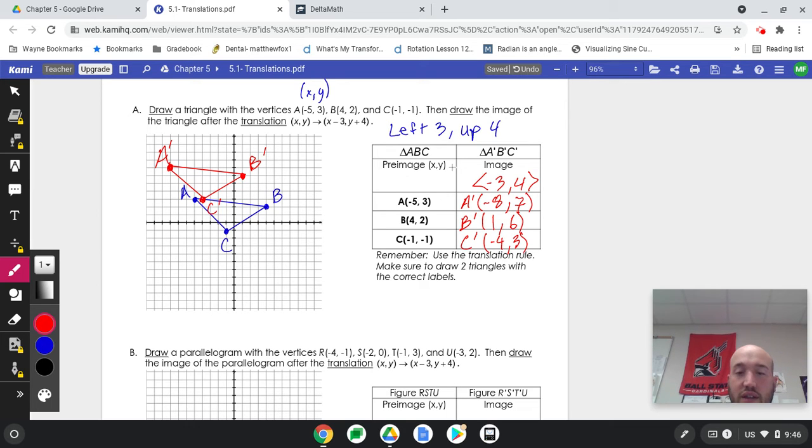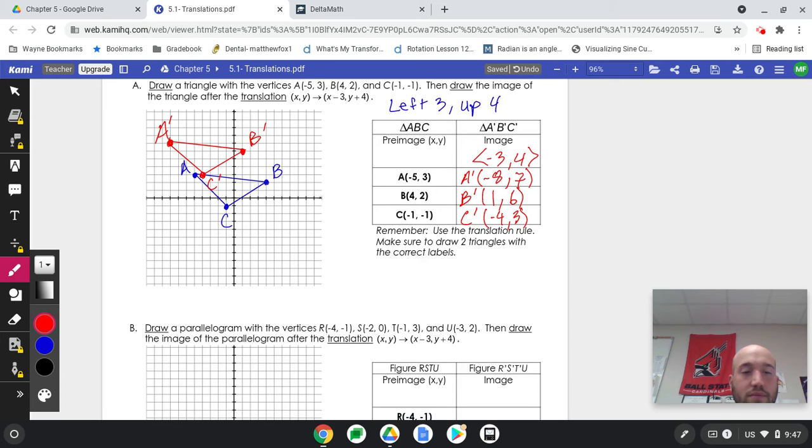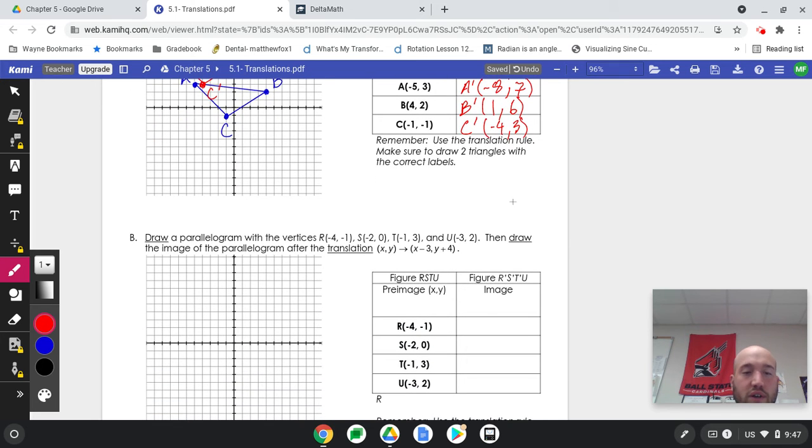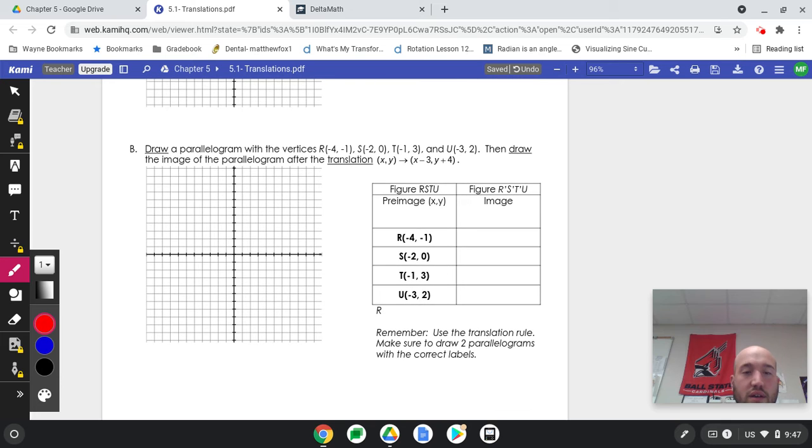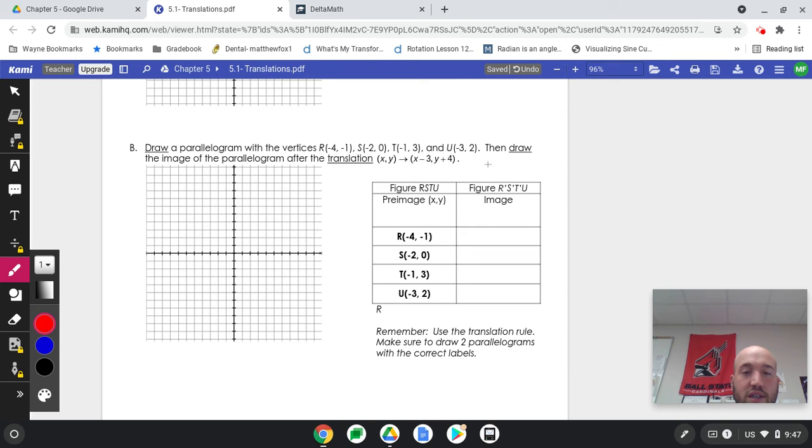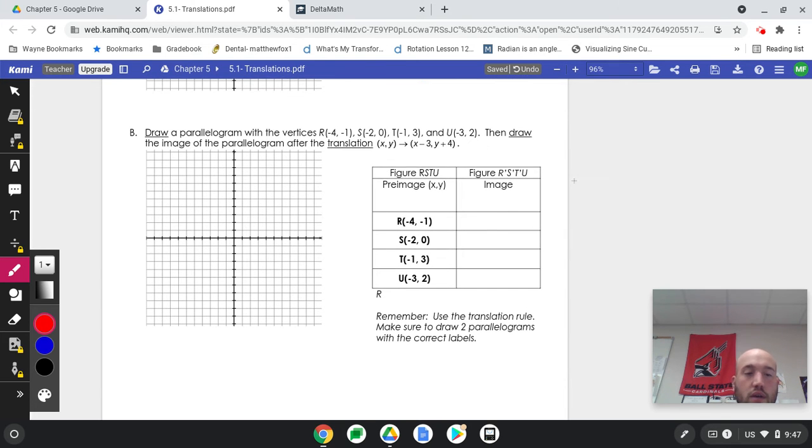And if you wanted to check any of these, like B prime 1, 6, we start at 0, 0, it's right 1, up 1, 2, 3, 4, 5, 6, and we're good. It matches up. So on example B, we have R, S, T, and U. Those are our 4 points.